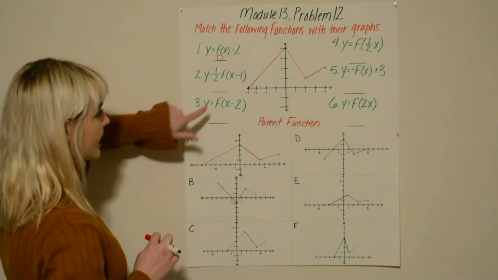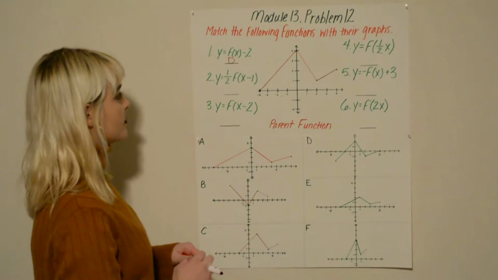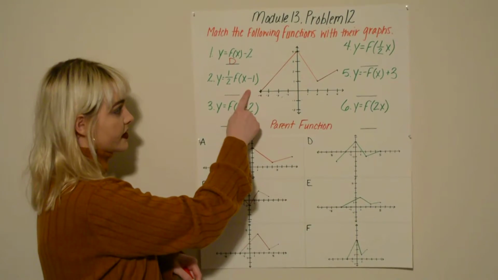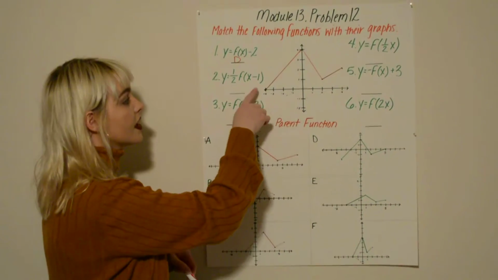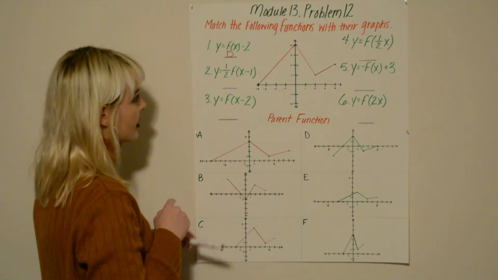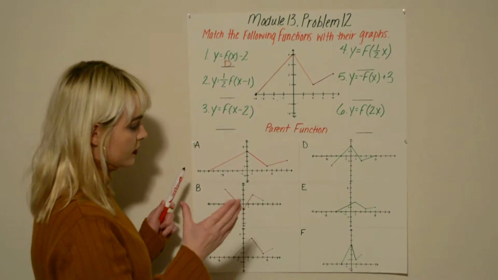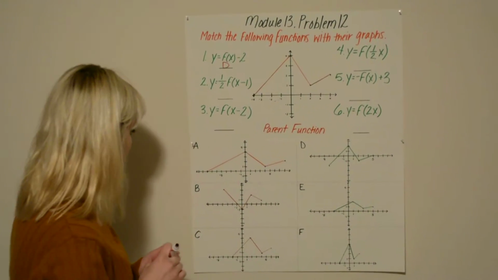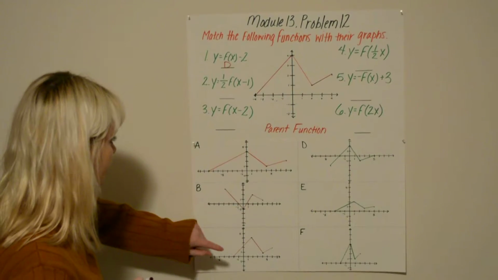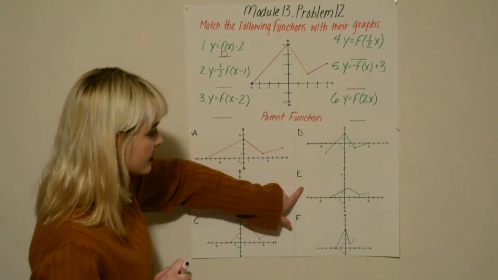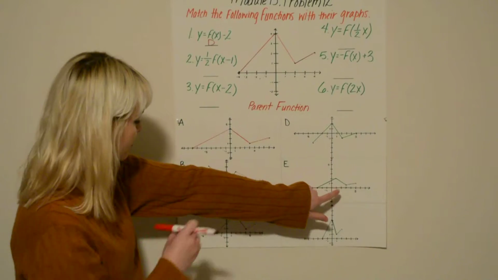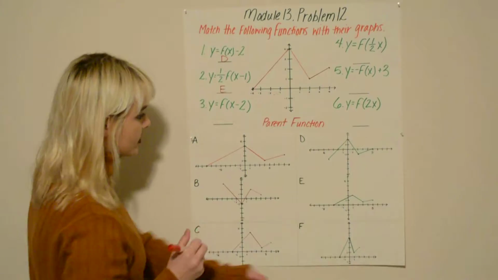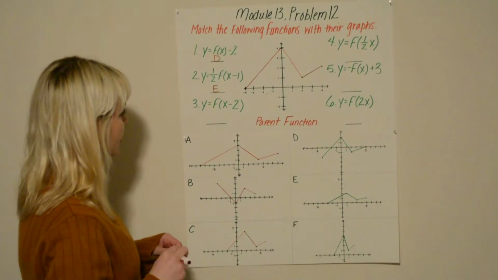And then here, for number 2, we have y equals 1/2 f of x minus 1. And because the negative 1 is inside the parentheses, that means that we're shifting left or right. And because it's negative, we're shifting right. And then the 1/2 will make the graph squattier. So we will have to find where that occurs, and that happens in E. See, it shifts to the right one, and it's also squattier.